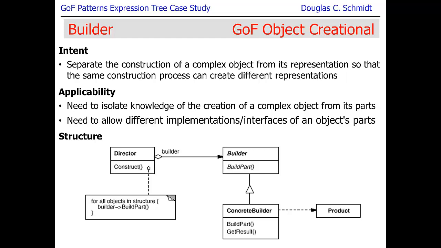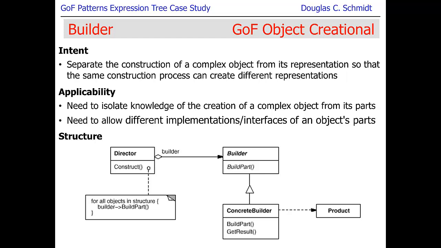In our case, we're going to build this thing bottom up from the parse tree that we've got. You also want to be able to allow different implementations or interfaces for the object's parts. We don't show this in this particular solution, but you can imagine writing some kind of optimizer that would take the parse tree and do various kinds of optimizations, like common sub-expression elimination, constant folding, and other things, in order to minimize the amount of code that was actually going to be used for this.